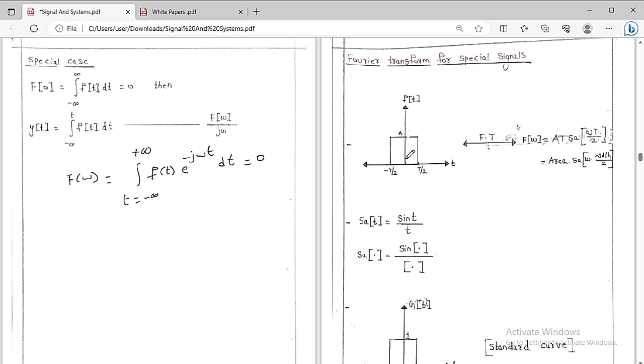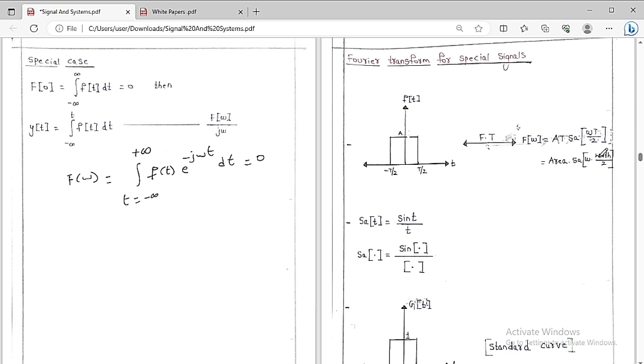Its value is equal to A from minus T by 2 to plus T by 2, and its value is equal to 0 for the remaining time period. For this rectangular pulse, I want to find the Fourier transform. The Fourier transform F of omega is equal to A into T into Sa of omega T by 2. How we got this is: it is the area of this pulse into Sa of omega into width by 2.